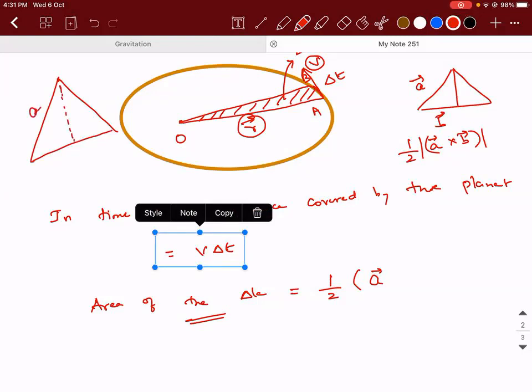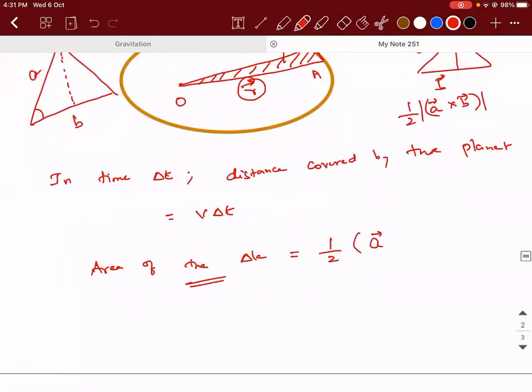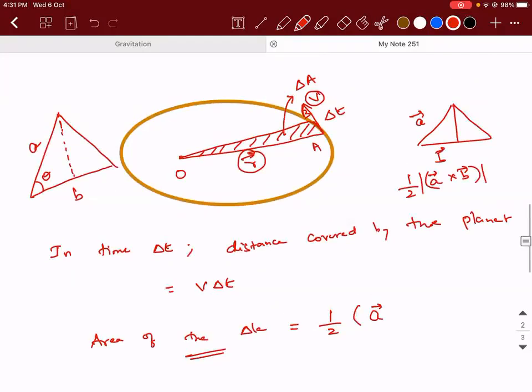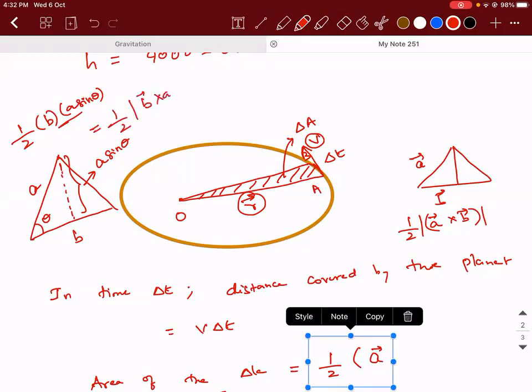Okay, if this is A and this side is B, if I take this angle to be theta, then how much is this side in terms of A and theta? A sin theta. A sin theta. So what is the area of the triangle? Half into base B into height A sin theta. Right. Can I write this as half into magnitude of B vector cross A vector?